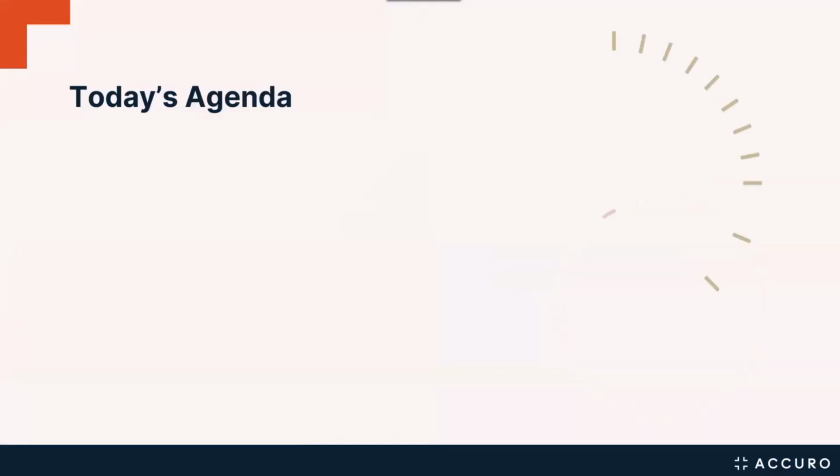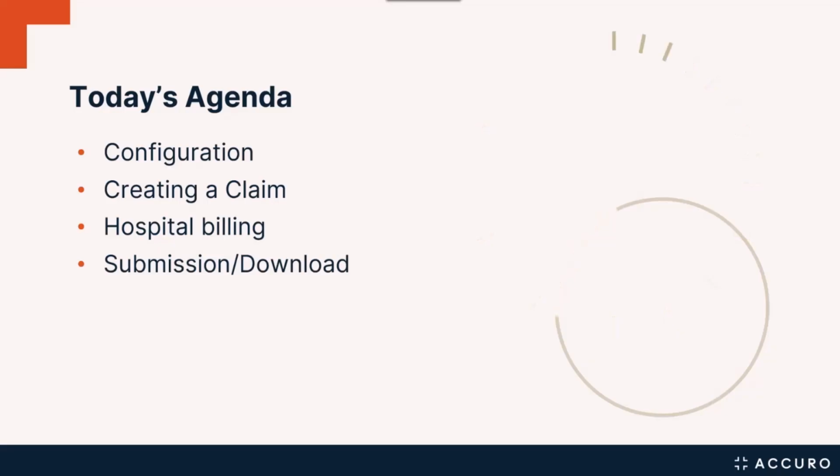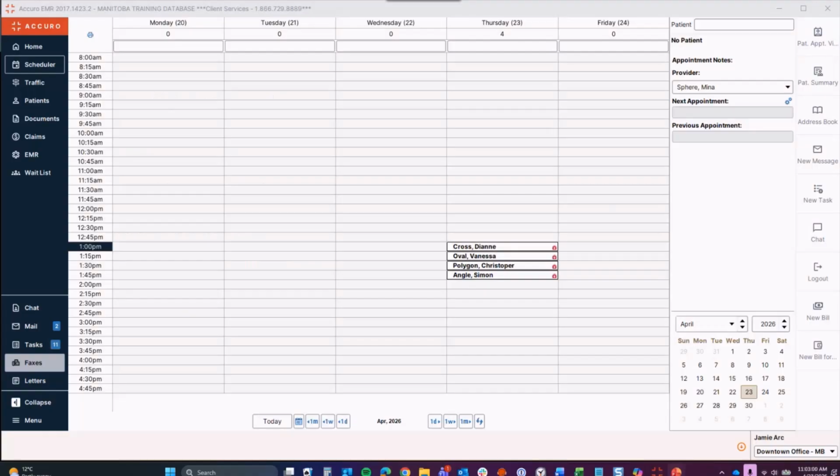All right, so for today, we're going to go over basic billing information. First will be commonly used provider configuration and user credentials. We're also going to look at how claims are created, a brief example of hospital billing. We'll also touch on submissions and downloads. And then we're also going to go over how to manage your returned claims, including claim matching and checking your accounts receivable. I'll also sprinkle some tips and tricks along the way.